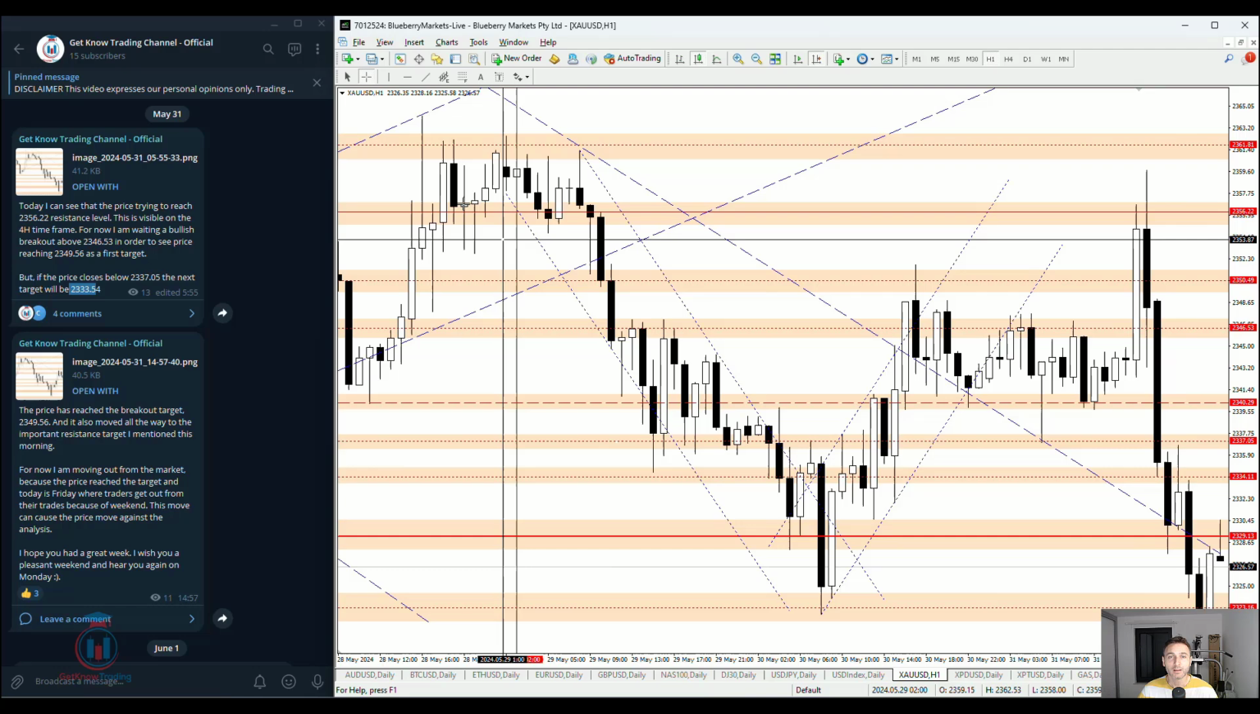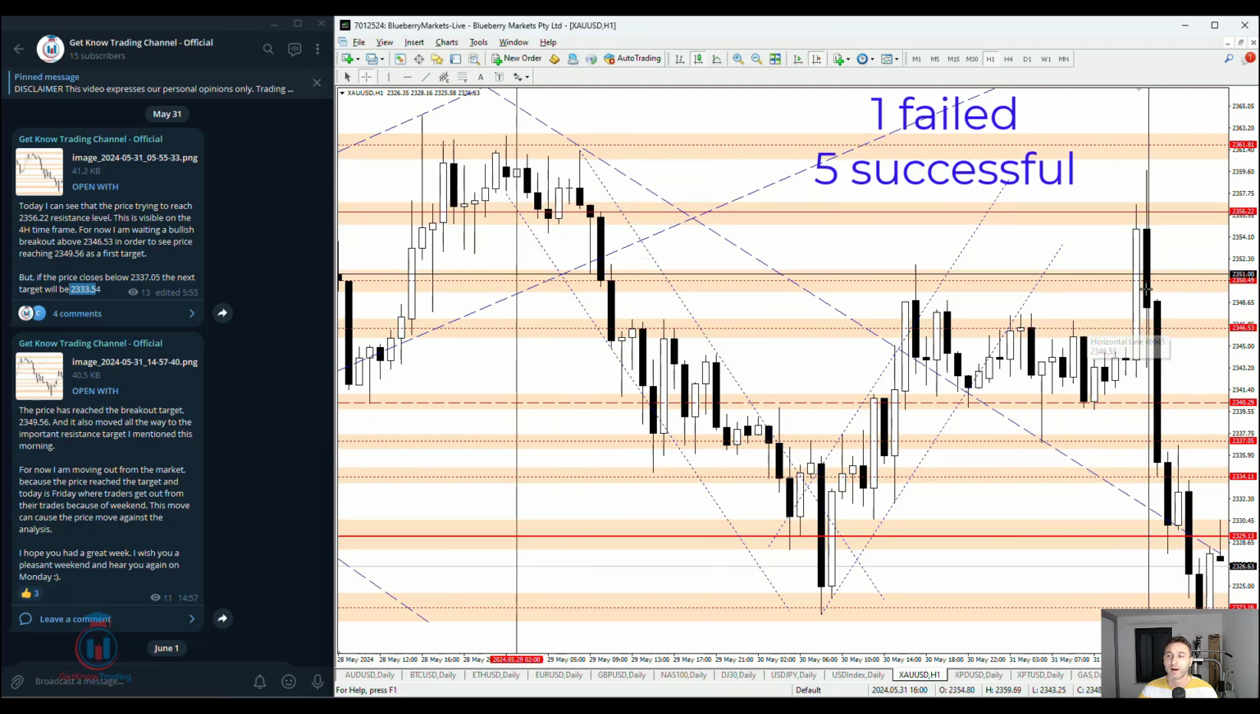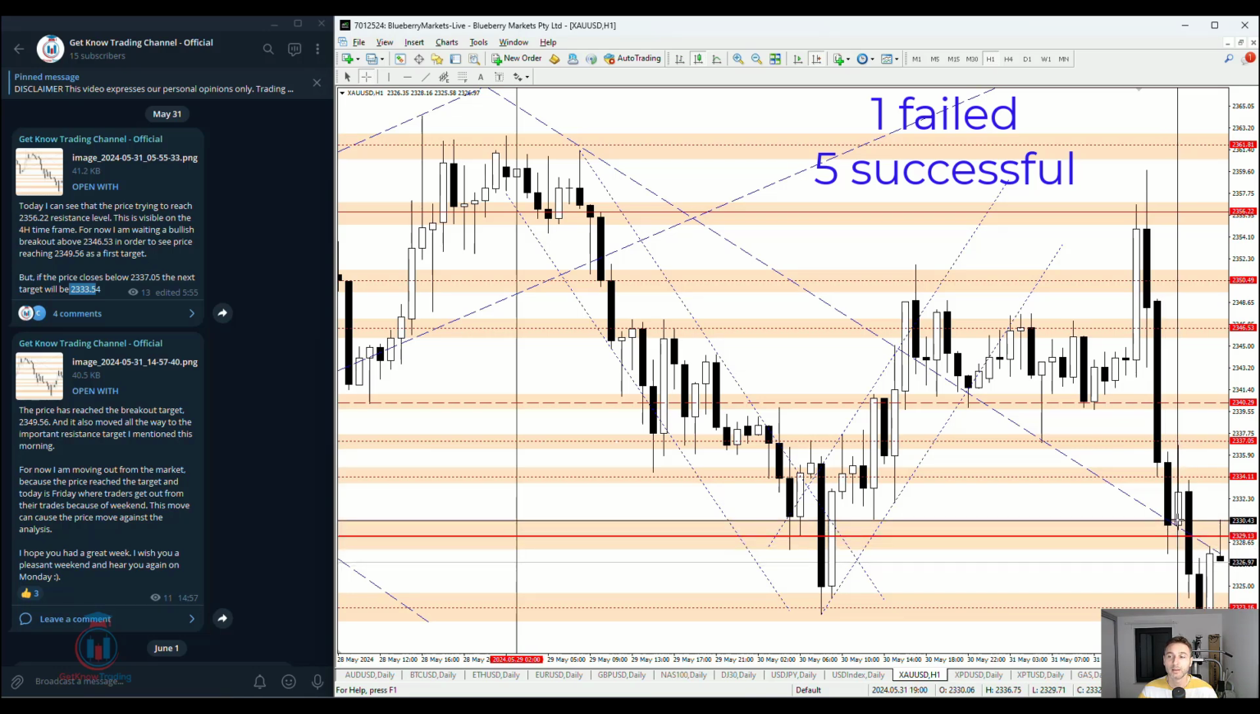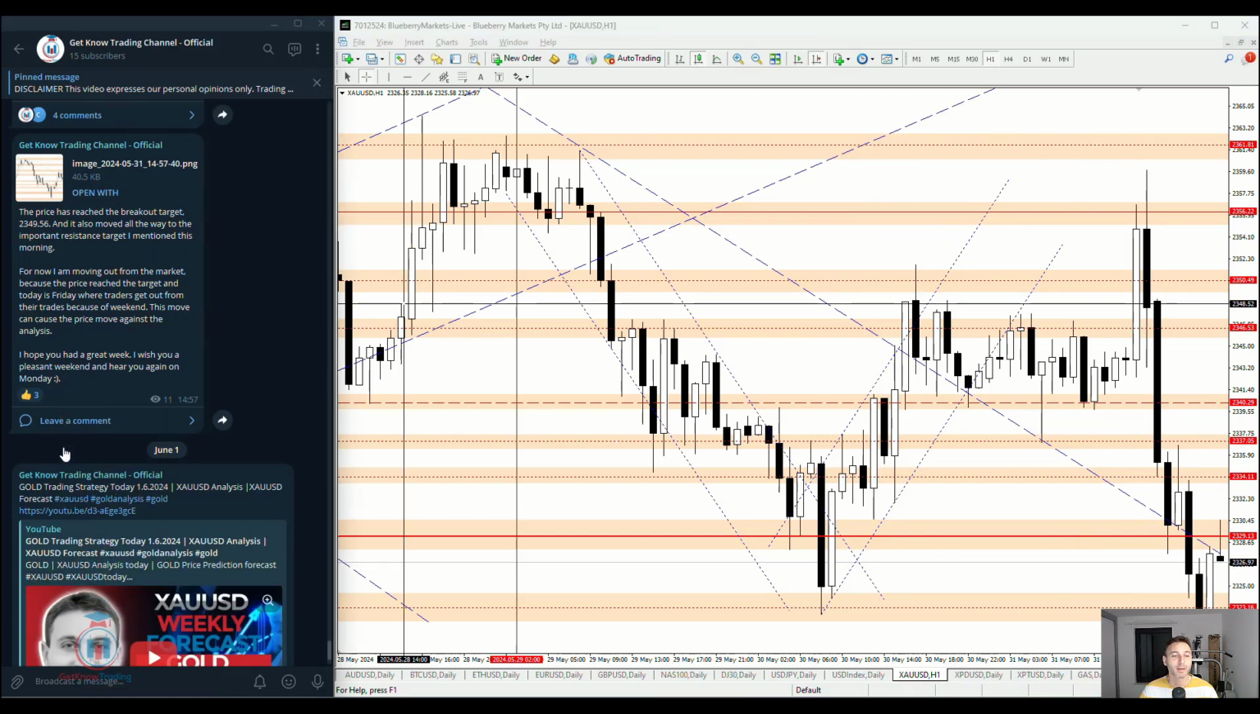So if we count this one, it would be 1 failed at the start and 5 of them successful. This would be 5 of 6, which would be a pretty good risk to reward ratio during the day based on the number of trades. So this is something I wanted to show you, what you can expect.